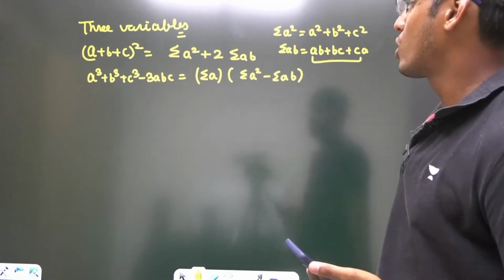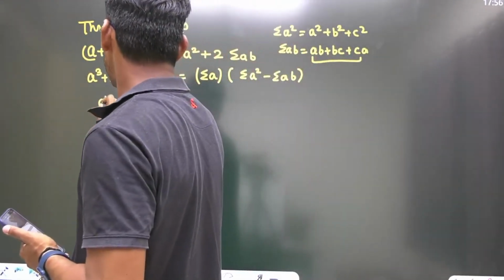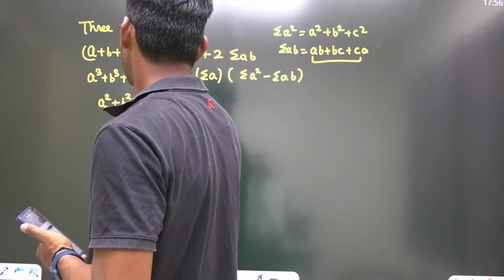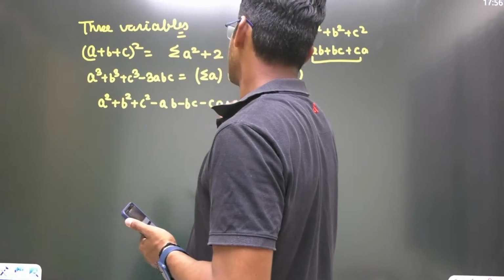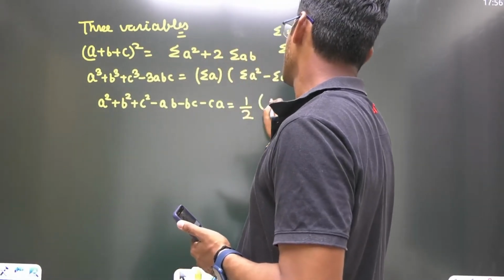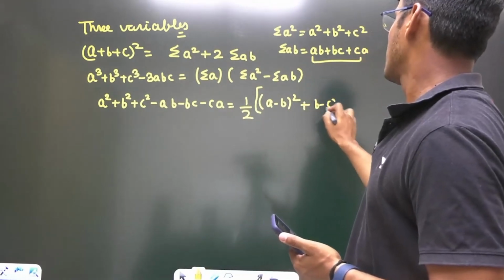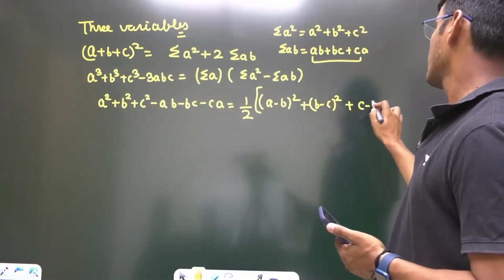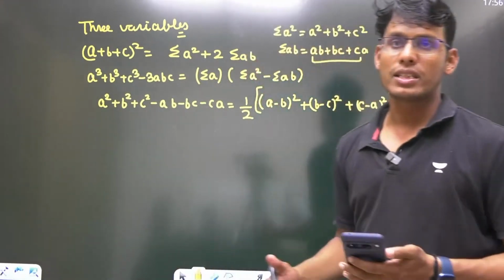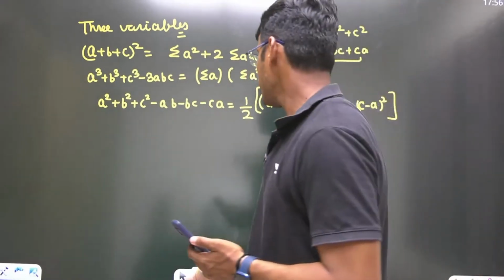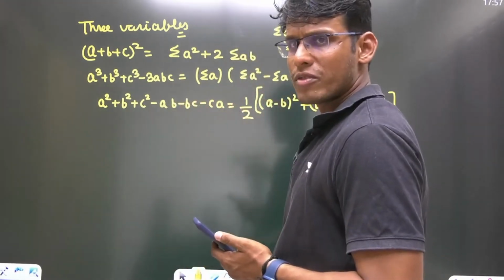So I call it the mother of all identities. This is a very important identity because you need to remember this expression which we have here. This is actually equal to half of (A minus B) square plus (B minus C) square plus (C minus A) square. We got one question from this, if you remember. You just multiply it by 2 and then it gets verified.